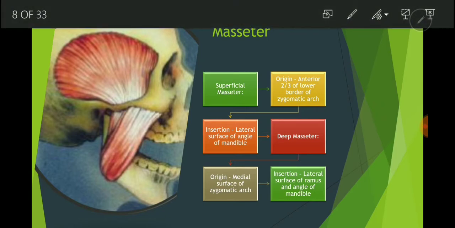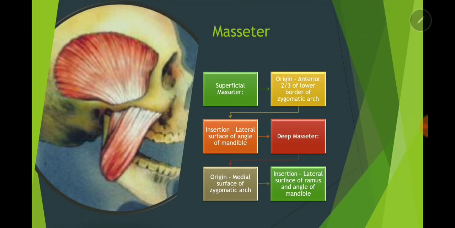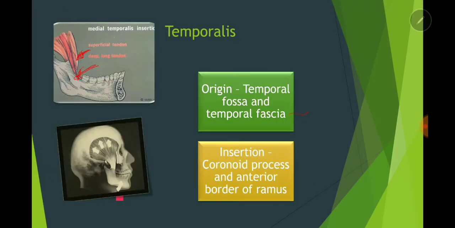Now let's talk about the function of the temporalis muscle. You can see the temporalis muscle has three portions. The temporalis muscle has this anterior portion, which is pointing upward here. So this anterior portion helps in closing, elevating the mandible.